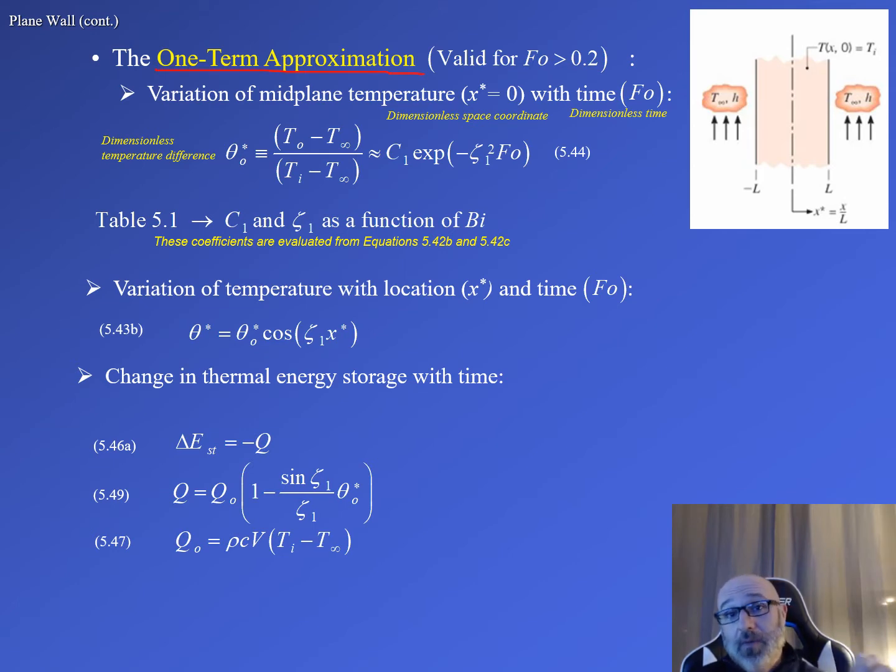What we want to note about this one-term approximation here is that it is only going to be valid for Fourier numbers greater than 0.2. So in order to use this approximation right here, we need to make sure that this is valid and that the Fourier number is greater than 0.2.